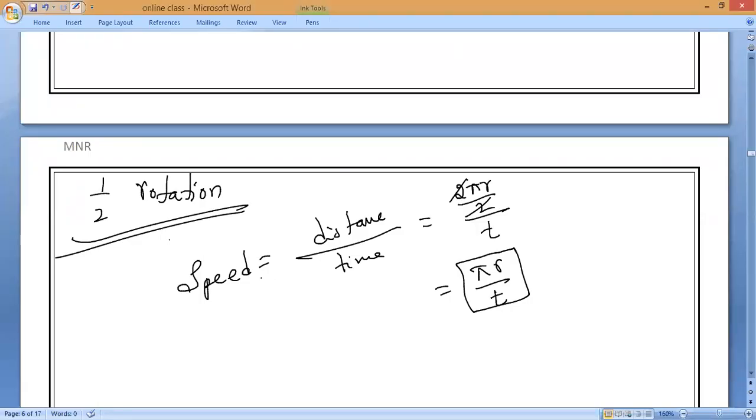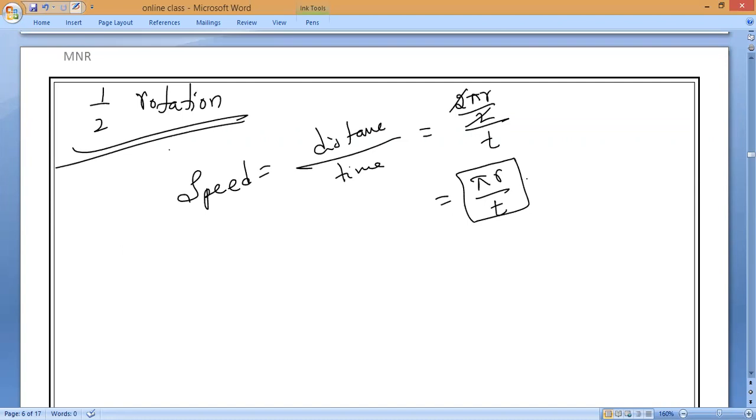If she makes a half rotation, what is her speed? Her speed is equal to distance divided by time. So distance means 2 pi r. For a half rotation, half means divided by 2, divided by t. So it will be pi r by t.